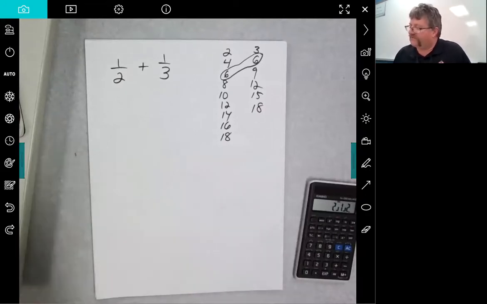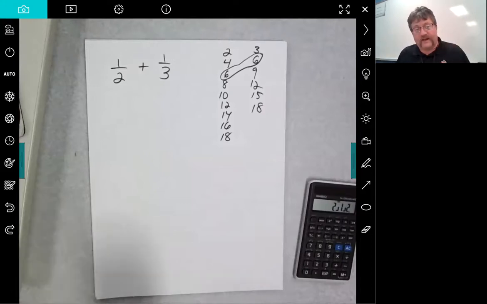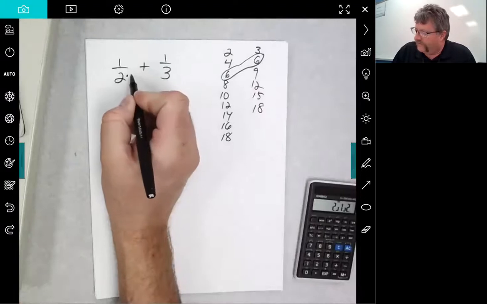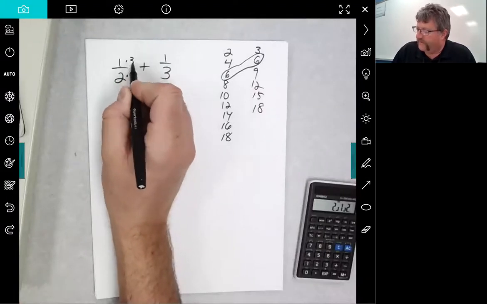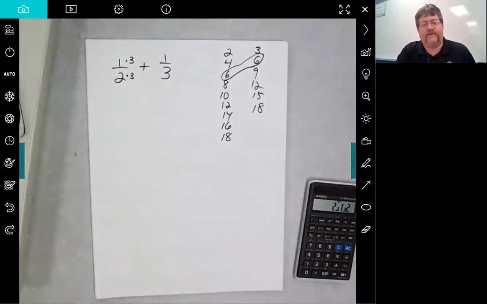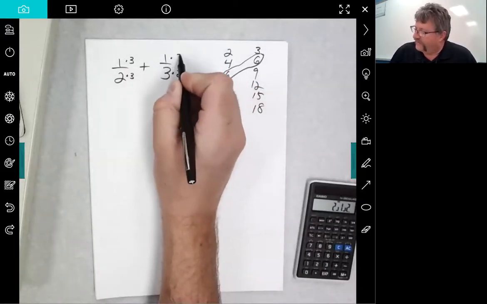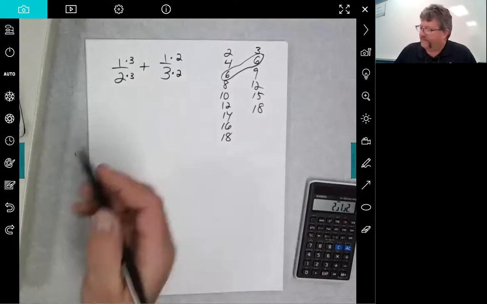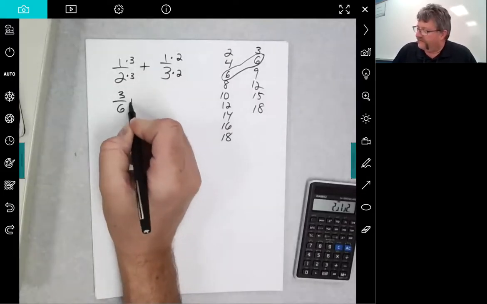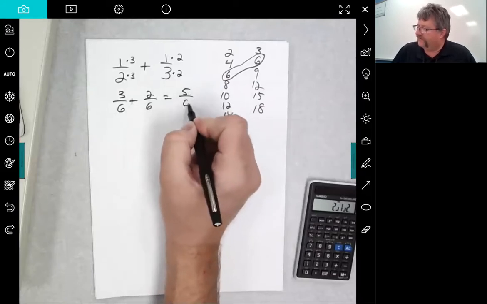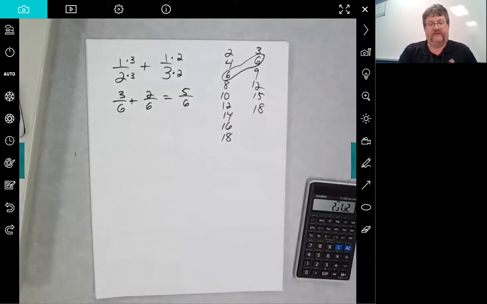All right, so I want to change both of these fractions into denominator 6. So I ask myself, how do I do that? Well, if I multiply 2 times 3, I get a 6. So I'm going to do the same thing top and bottom. Otherwise, it's no longer the same value. I'm now unreducing these fractions. We've reduced fractions; now I'm going to unreduce. And here, to make that a 6, I have to multiply by 2, top and bottom. So this is really 3 over 6 plus 2 over 6. I've got that common denominator. I add those numerators: 5 over 6.